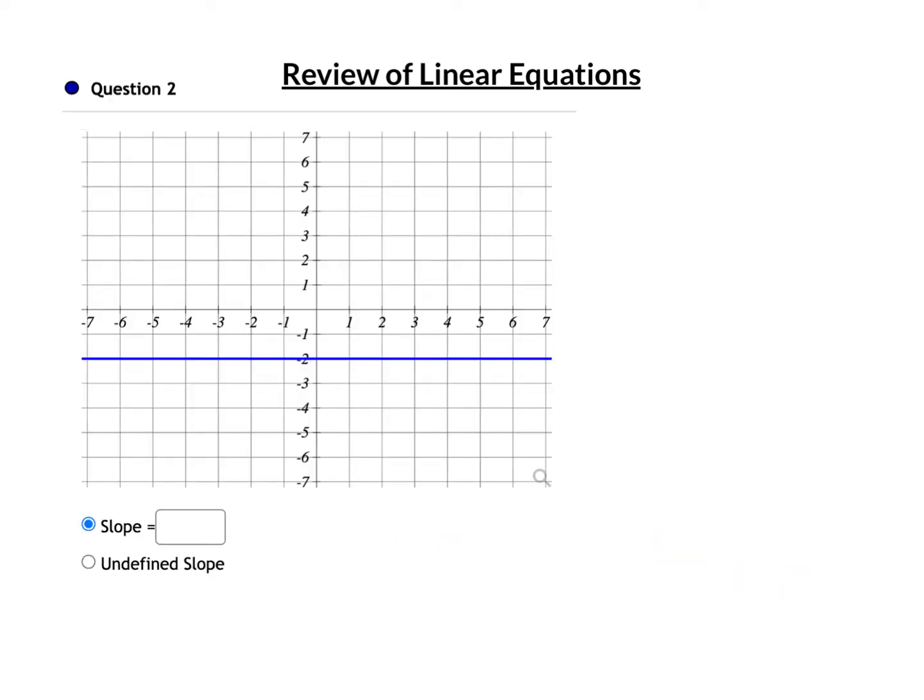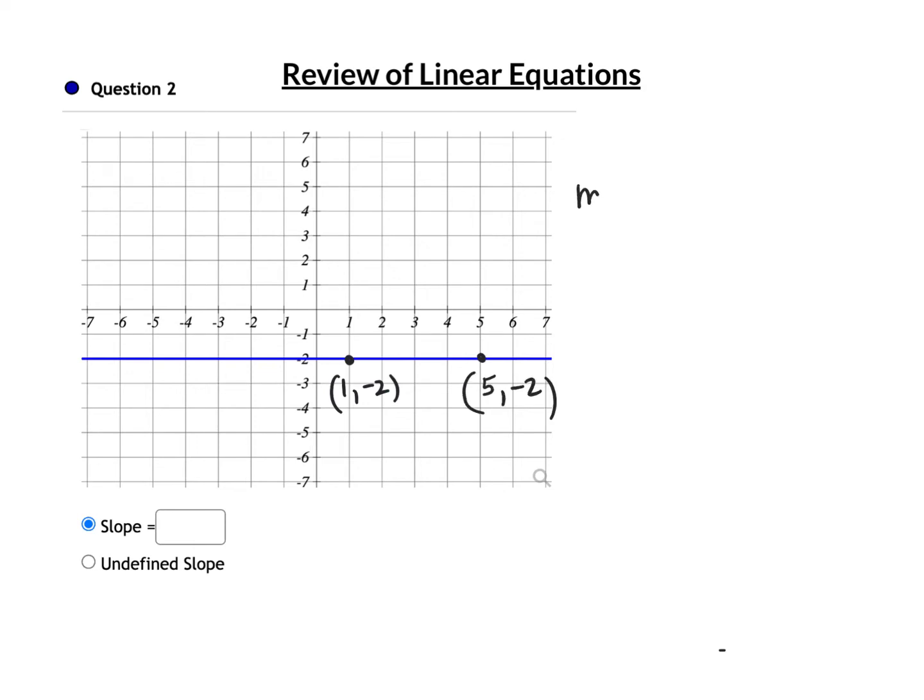Question 2. This is a horizontal line. A horizontal line has slope 0. If you're not sure why that is, remember to find slope, we pick 2 points on the line. They can be any 2 points, anywhere. This is the point (1, -2), and this is the point (5, -2).